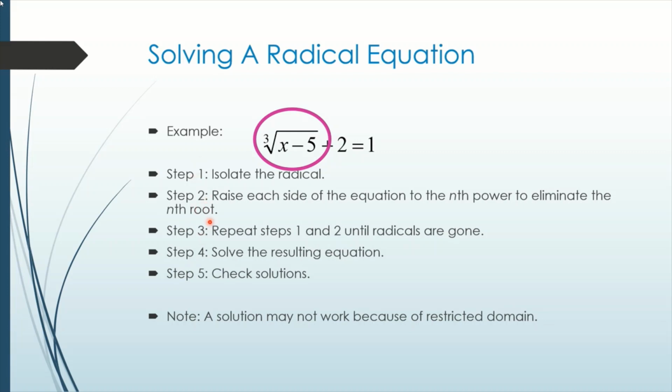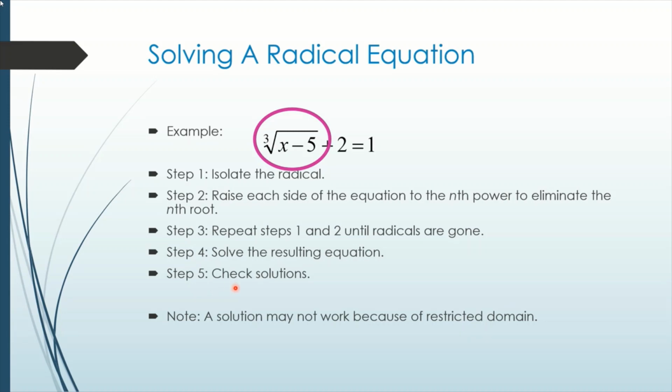You don't have to worry about that. There might be like one problem where you have to do that, but usually they're pretty simple where you just have one radical. This step is only if you have multiple radicals. So then you would solve the resulting equation, which means that you would either solve by factoring or just solve for x. And then you want to check your solutions.